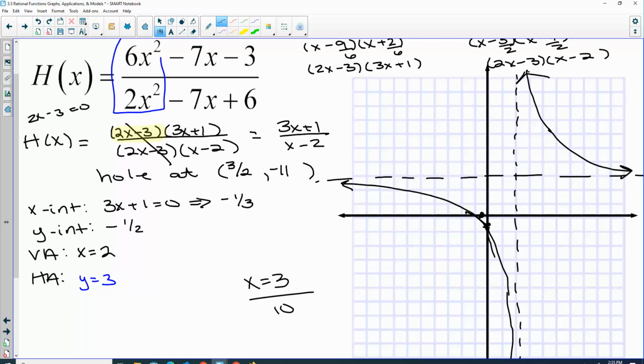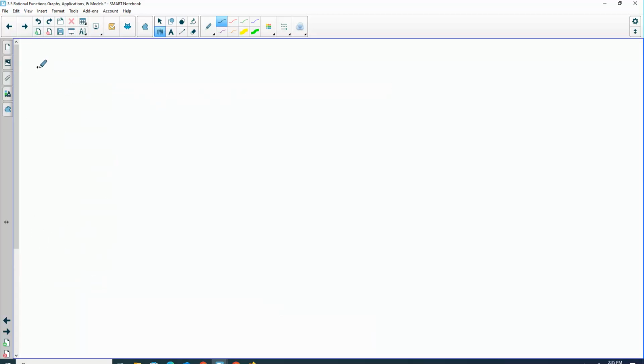So here is the game plan. The 3.5 handout is due tomorrow. You did 1 through 4. So now you're doing the back side. Okay?